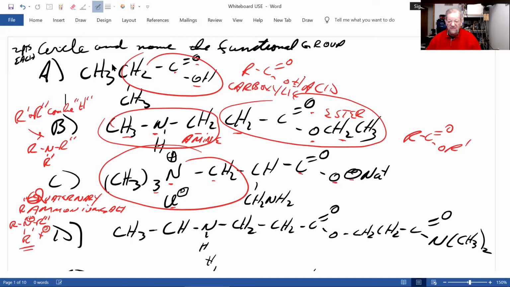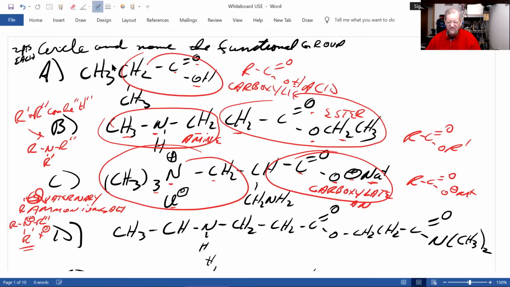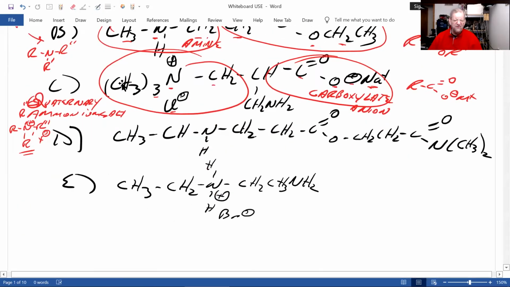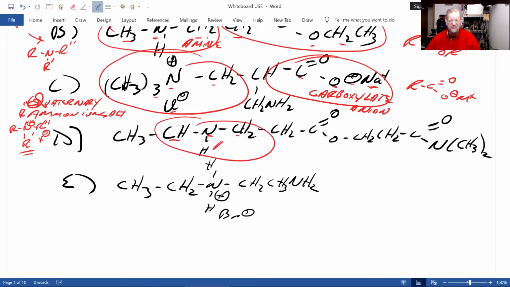Oh, we're not done. Carbonyl with an oxygen and a minus charge and a cation. What do we have? A carboxylate anion, or you could also say carboxylate salt. I like anion personally, but either one is correct. And let's do the last one. I threw in actually second to last one. Carbon, nitrogen, carbon, hydrogen. What's this? An amine.